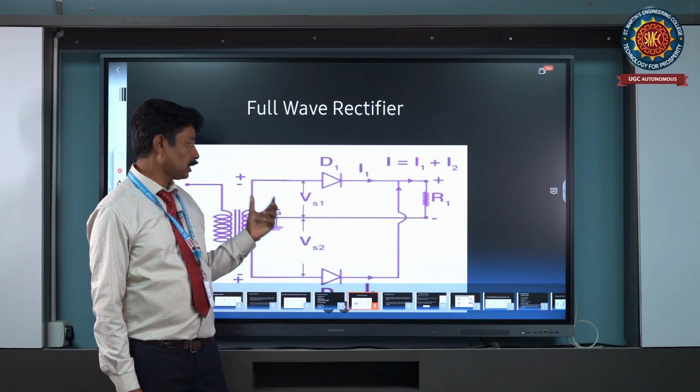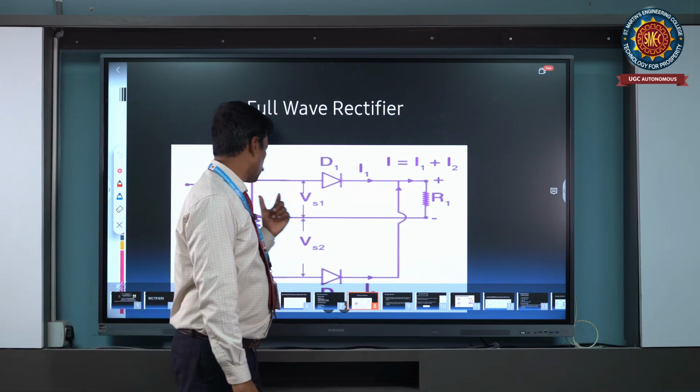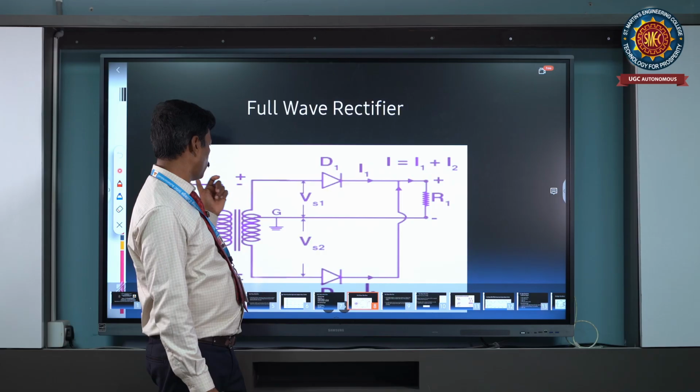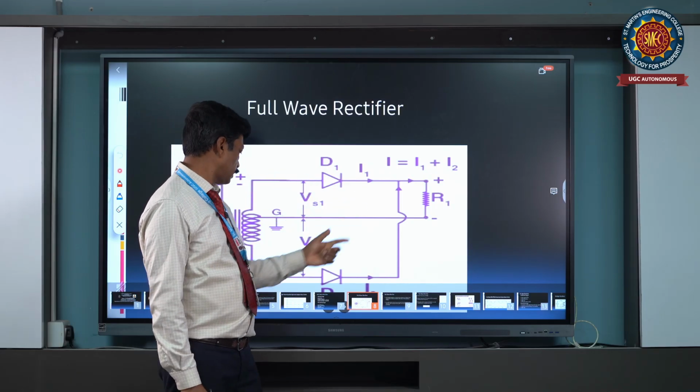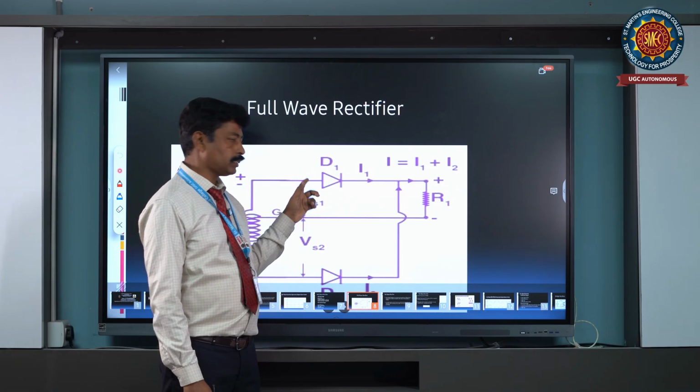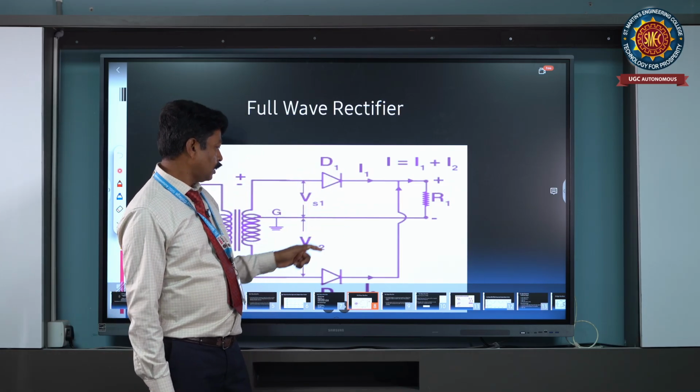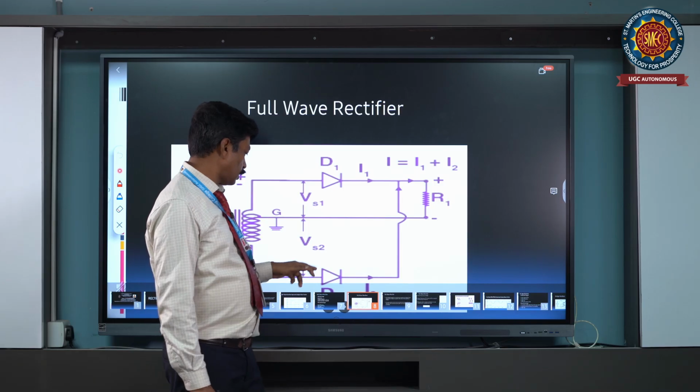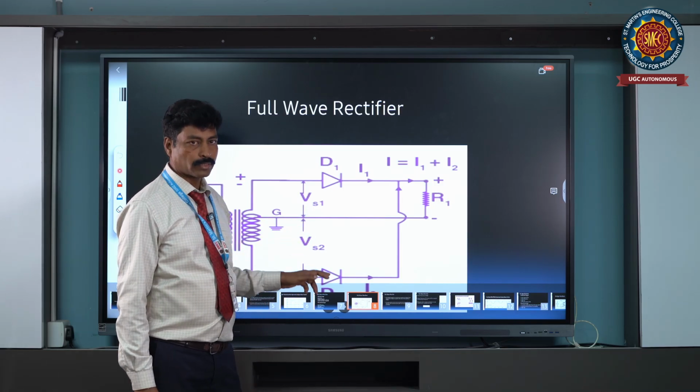Diode 1 has its positive terminal connected to the transformer positive and its negative terminal connected to the load, so it is forward biased. Diode 1 is in the on condition, and diode 2 is reverse biased.